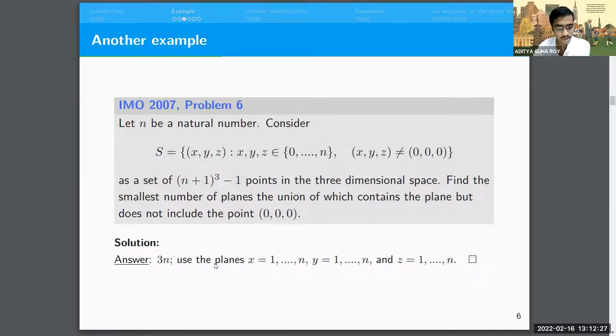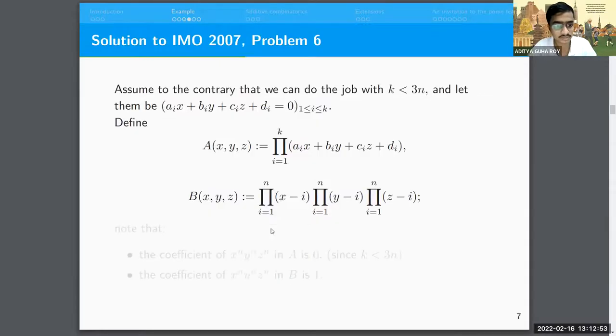So the planes are just x equals 1, x equals 2, and so on until x equals n. So this gives us n planes. Then there are y equals 1, 2, up to y equals n, which means another n planes, and z equals 1 to n. So we get 3n planes using which we can do this. And this doesn't include the point (0, 0, 0), right? And they include all the other points in S. So 3n planes suffice.